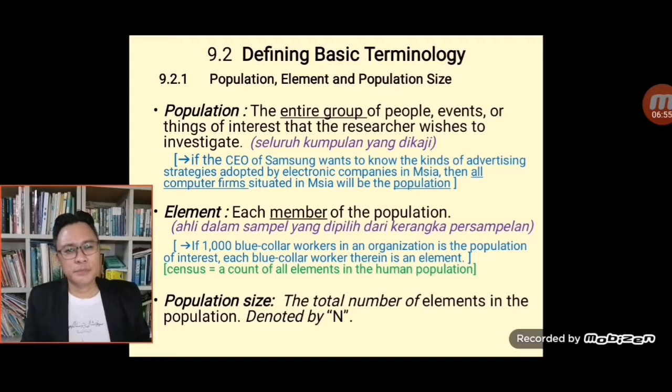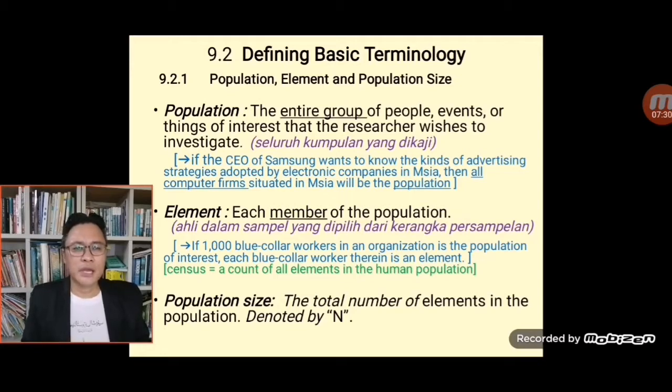Defining basic terminology. Okay, population. Before this, I've talked about population. So population is not residents. Population is the entire group of people, events or things of interest that the researcher wishes to investigate. Seluruh kumpulan yang dikaji. Okay. Example. In the slide, if the CEO of Samsung wants to know the kinds of advertising strategies adopted by electronic companies in Malaysia, then all computer firms situated in Malaysia will be the population.